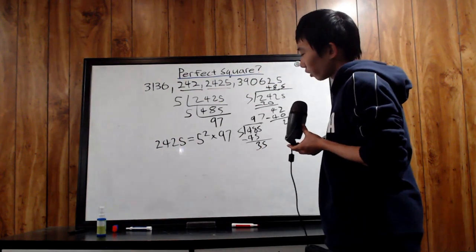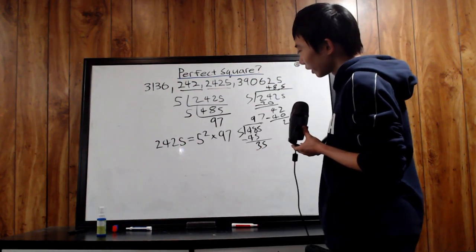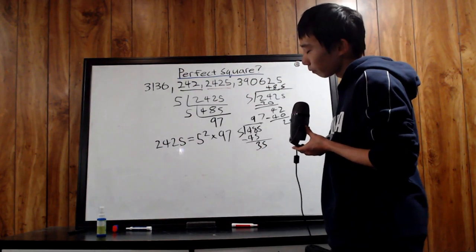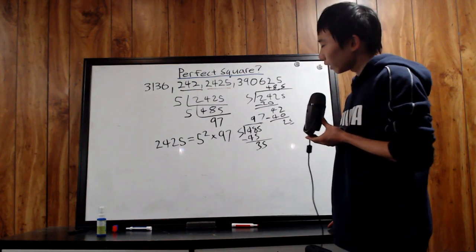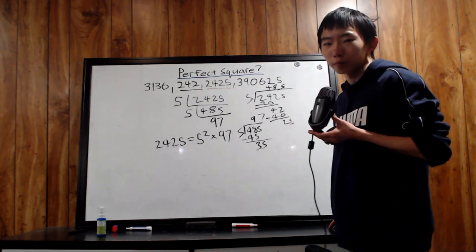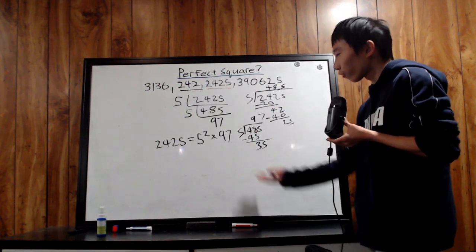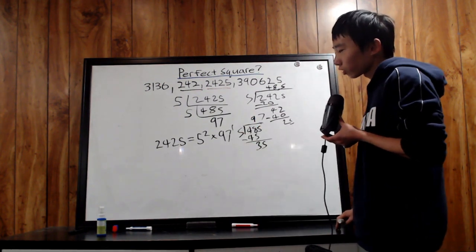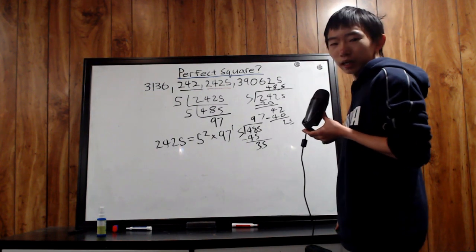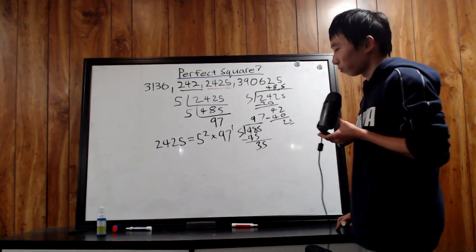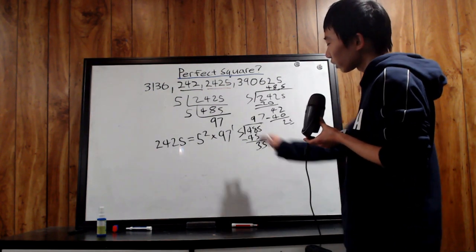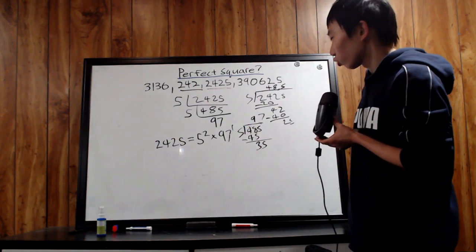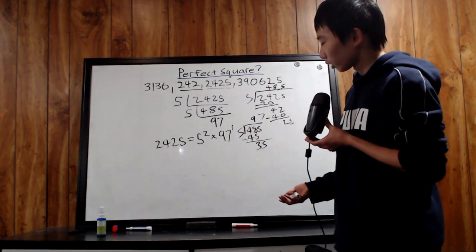Now, in case you're wondering, okay, well, I don't know if 97's a prime number or not. Don't worry, because even if 97 here wasn't a prime number, it isn't a perfect square. Therefore, since this only has exponent 1, we can conclude that 2,425 is not a perfect square. And still, you can take the square root of the number. It just won't be an integer.